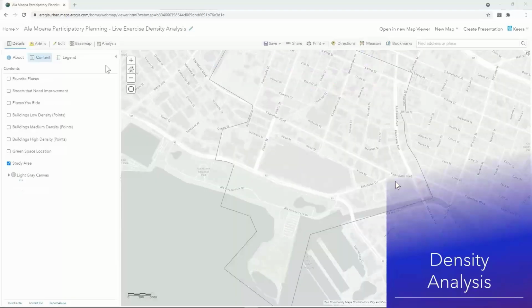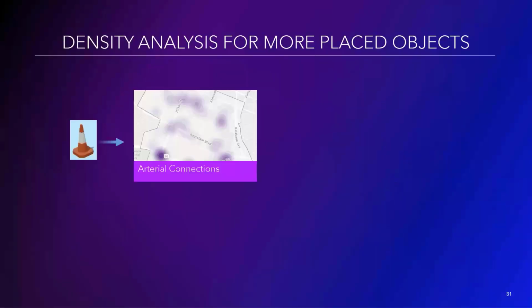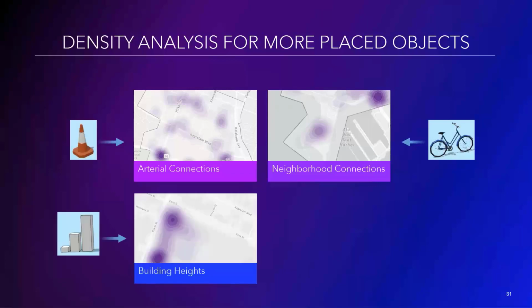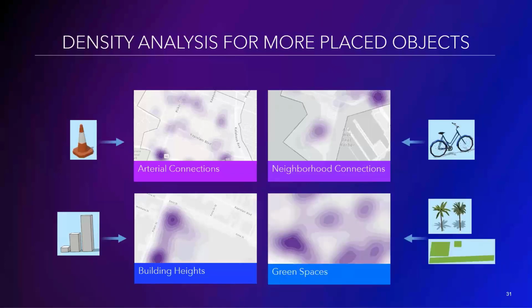We ran this density analysis on 4 other datasets. Arterial connections identified where residents felt streets could be improved. Neighbourhood connections showed potential locations for bike or walking paths, making streets more pedestrian and bike friendly. Building heights show where there's a preference for low, medium or high density development. And green spaces show where residents would like to see parks and recreational green spaces.